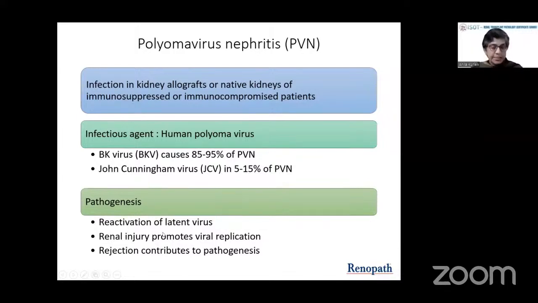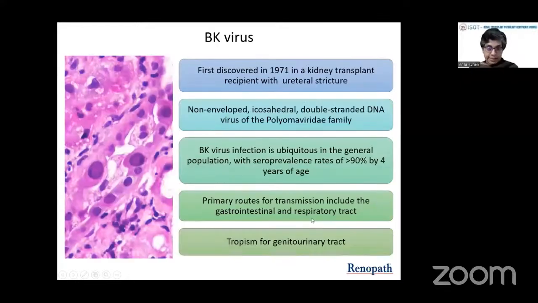And how does the pathogenesis work? It's a reactivation that we saw in the first chart during the initial 1 year. There is reactivation of the latent virus. And also, if there's any injury, even ATI due to any cause, that can promote viral replication. Any episode of rejection too, so it's multifactorial as to what causes a virus to move from its latent phase to become active and cause the disease. So this is a little bit about the virus.